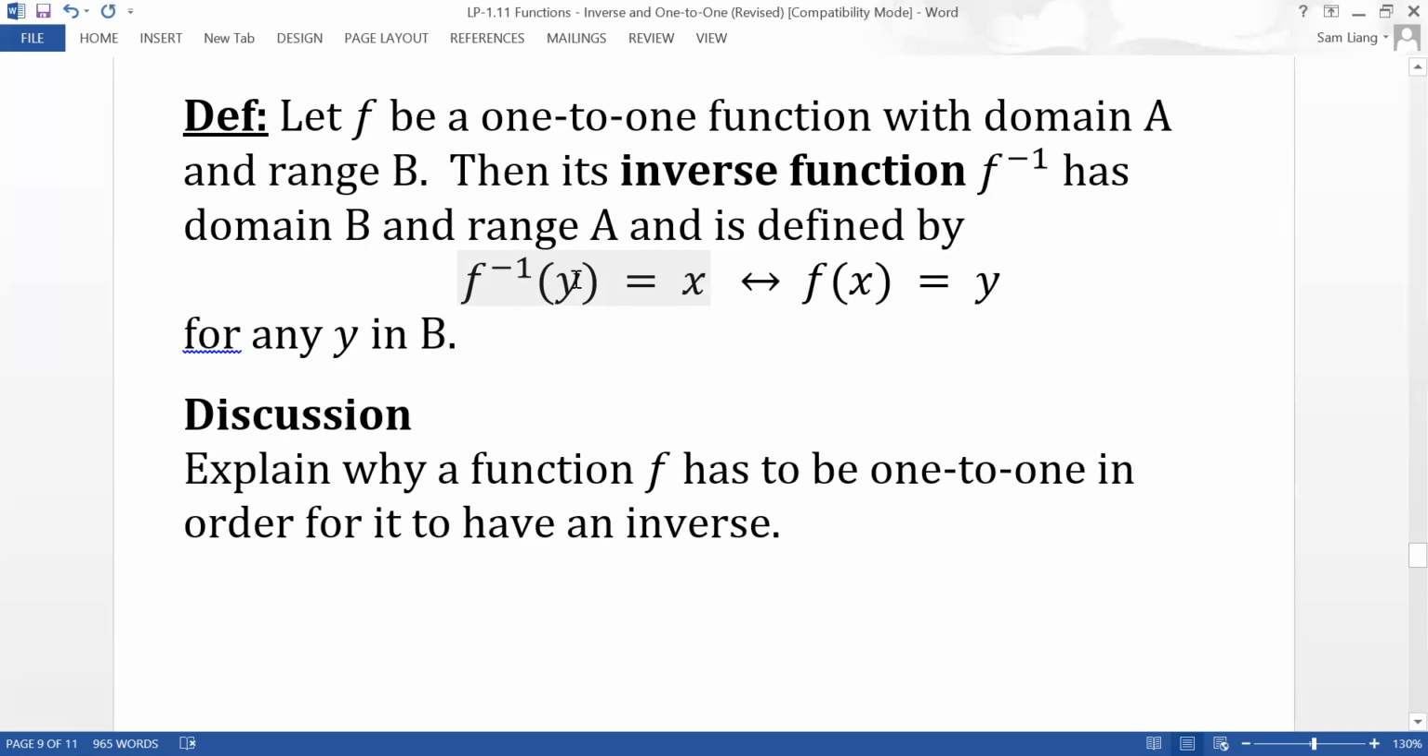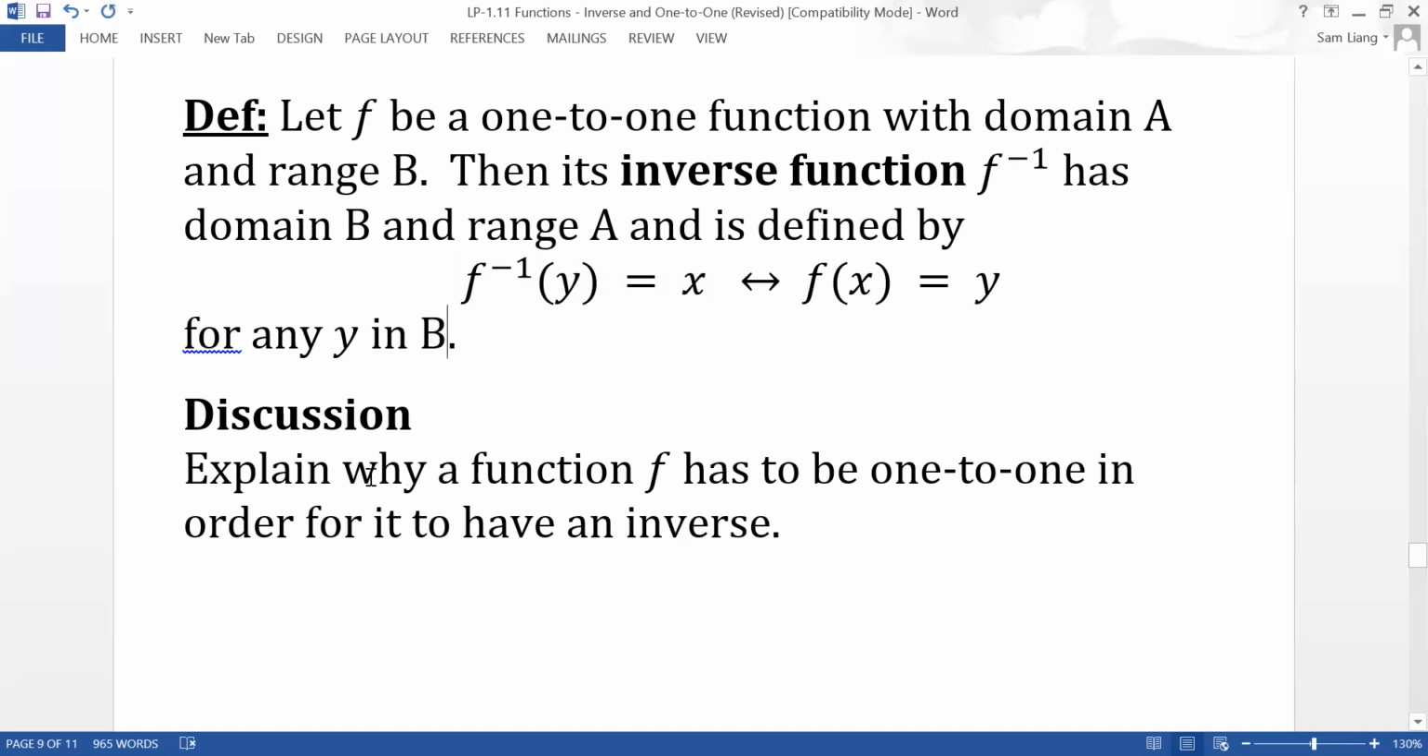Okay, so in other words, this is just saying that the inverse function undoes what the function did. Okay, so if you have y as the output of the original function, and if you plug that value into the inverse, then you get back the corresponding x value. Okay, and then for any y in B. Okay, if you need to pause here to copy it down, please do so now. Otherwise, I'll be going to the discussion.